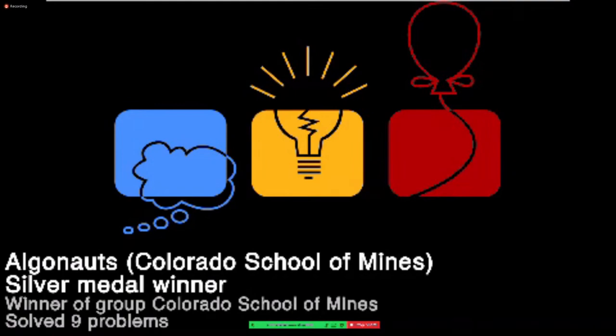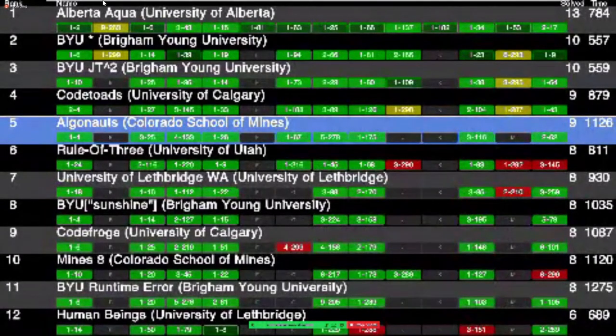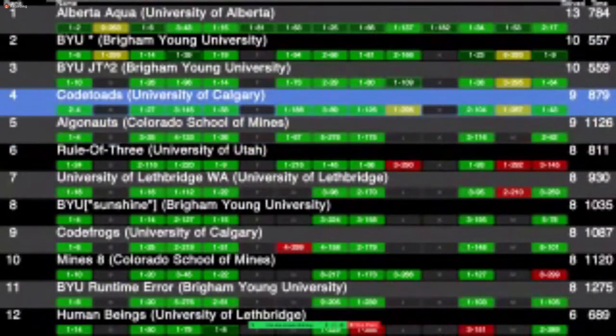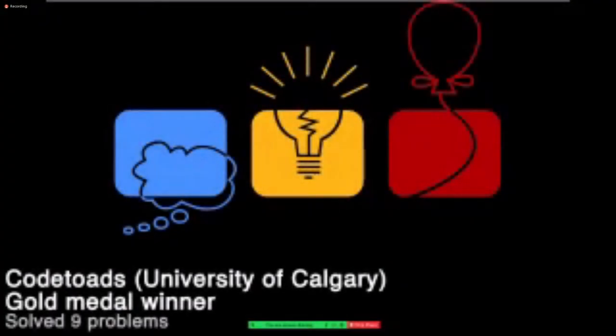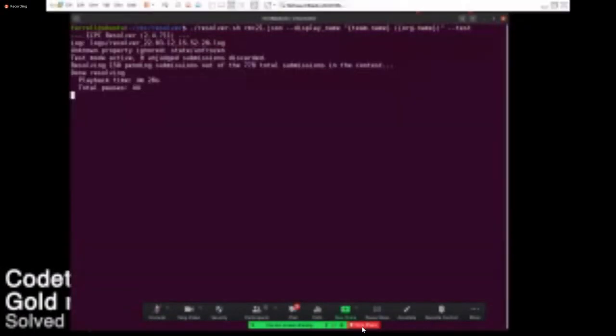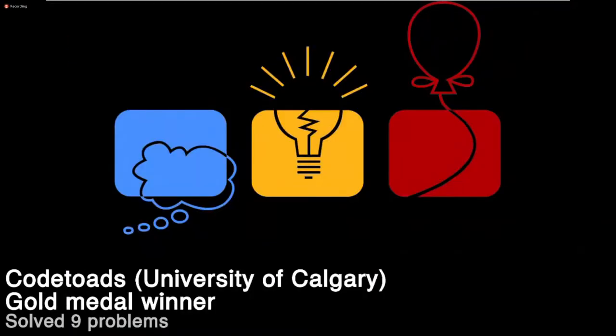The winner group of the Colorado School of Mines. Nice. Got 2 submissions from Calgary after the freeze. From Code Toads. No. And? Okay. Congratulations, Code Toads. Yes. I like our workaround.